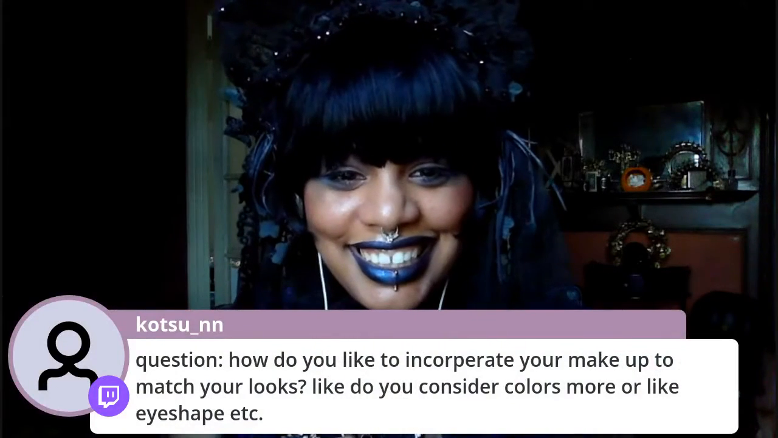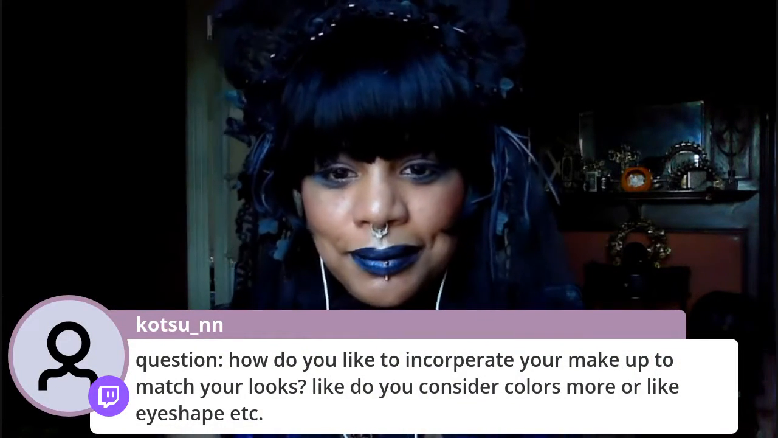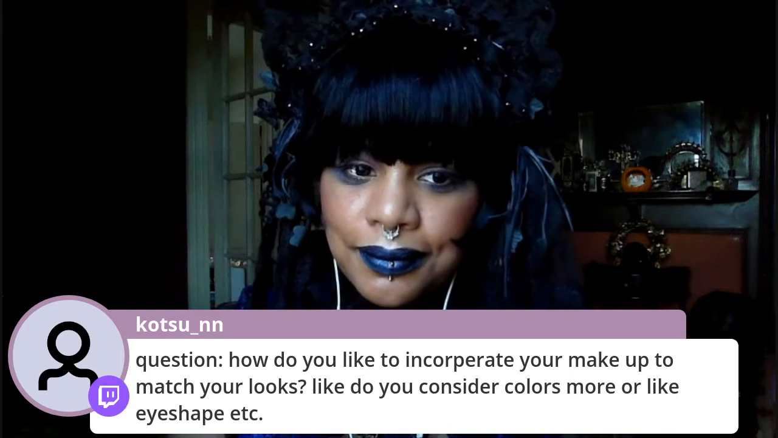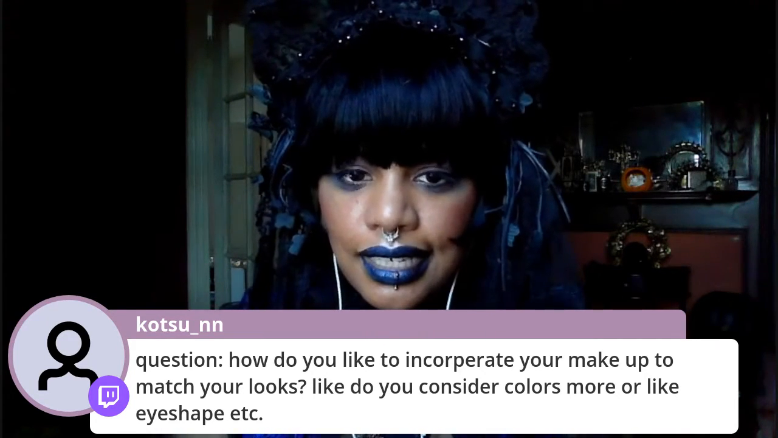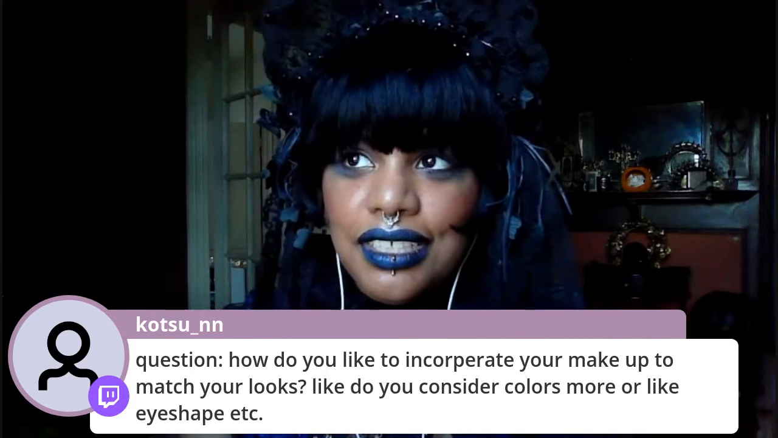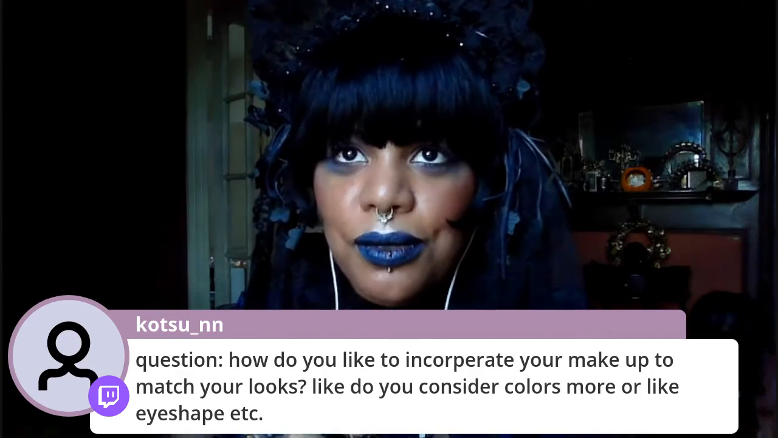How do you like to incorporate your makeup to match your looks? Do you consider colors more or eye shape, etc.? Yeah, I definitely have to consider my eye shape. Sometimes I will look at what some Japanese lolitas do. Even when I'm trying to imitate Mana's makeup, I have to be aware that I don't have the same eye shape as someone like him. So I definitely take my eye shape into account. I think I have hooded eyes, I think it's called hooded eyes.